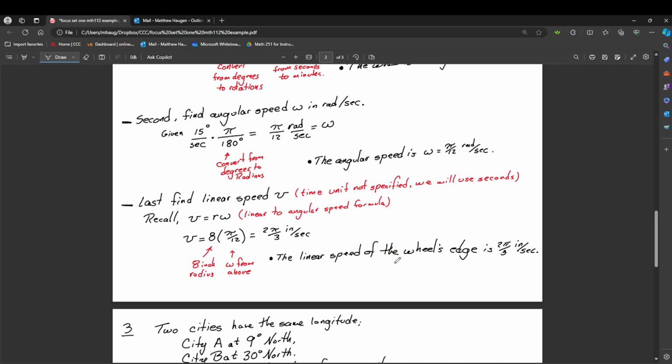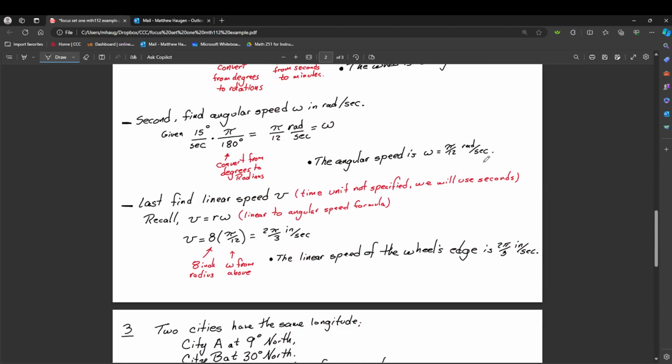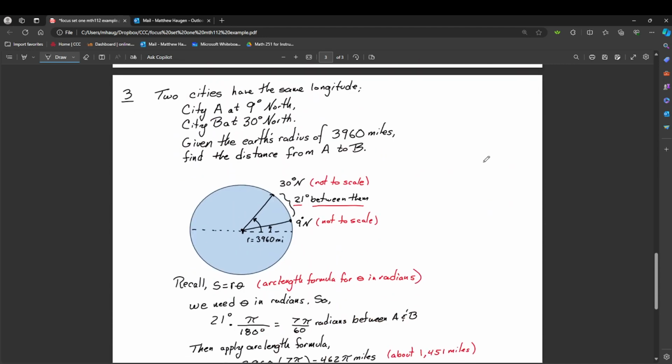And you could have done that with any of these, but 2 pi over 3 inches per second is a perfectly nice linear speed. I think it was like 2.09 or something like that if you approximated it, but this is fine. And pi over 12 is certainly easier to work with than that decimal you got. I think it was 0.26 or something. So getting used to working in exact values is nice.